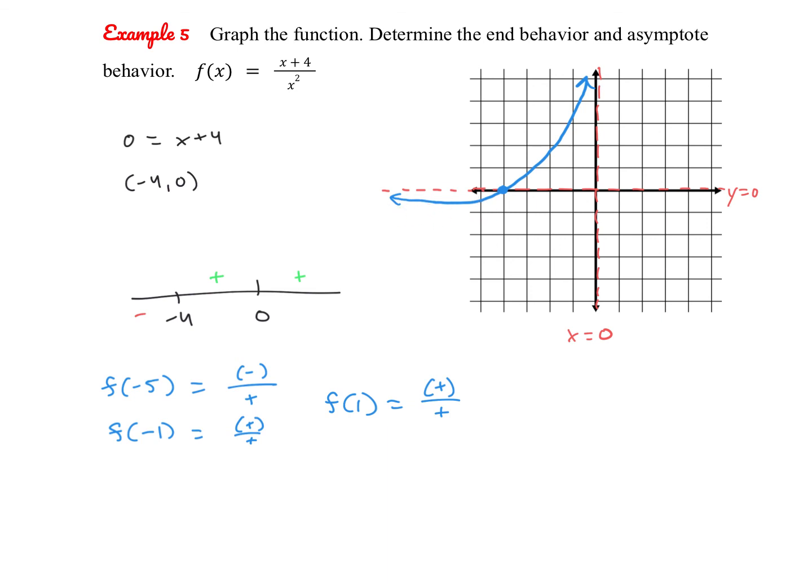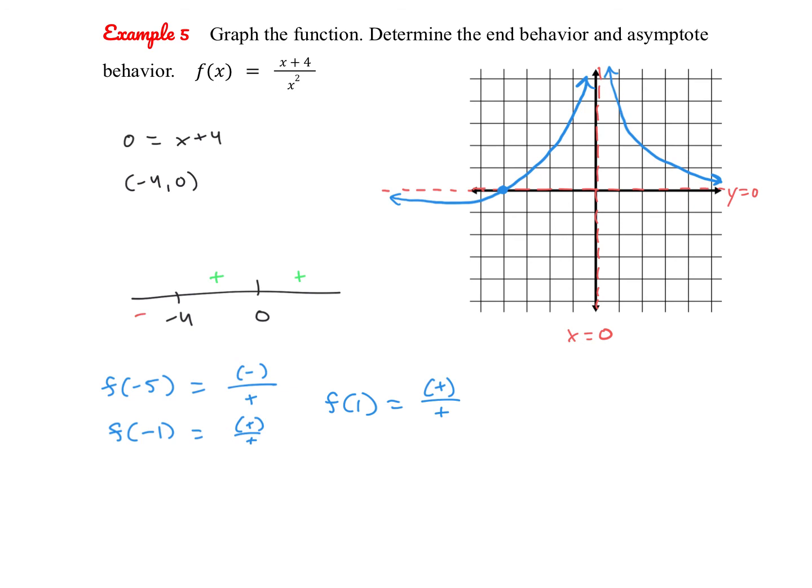That's why we do our sign analysis. And then to the right of 0, it's always going to be positive. So it should never cross over, plus there's no x-intercepts here, so it can't cross over, and it does need to approach our asymptotes. So it will do something like this.